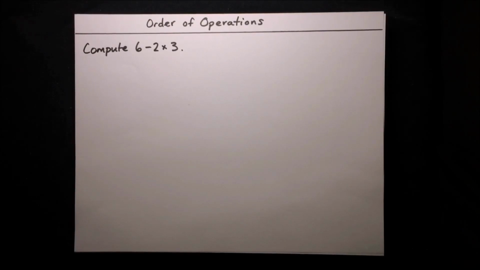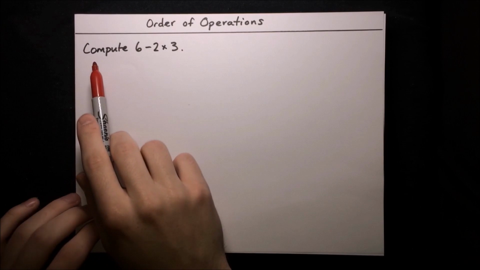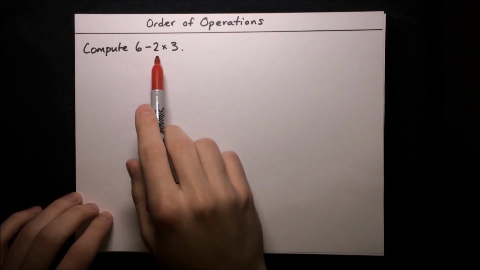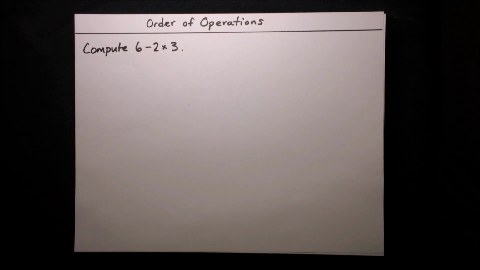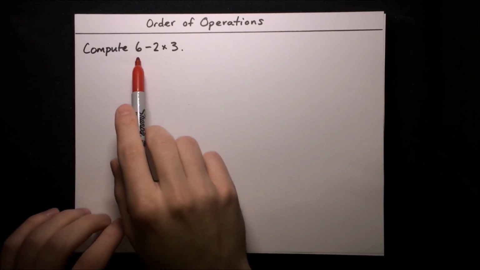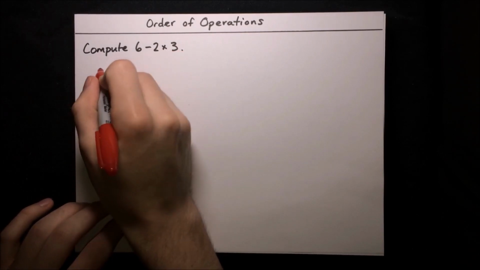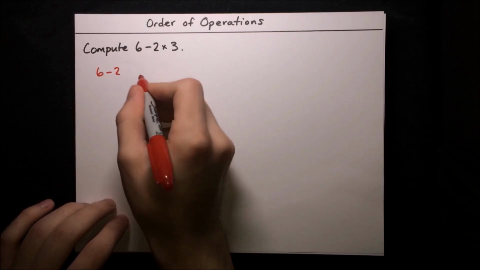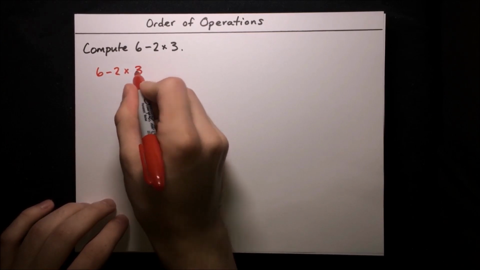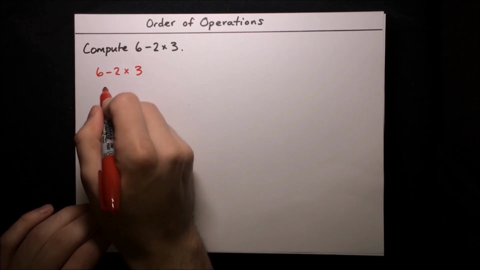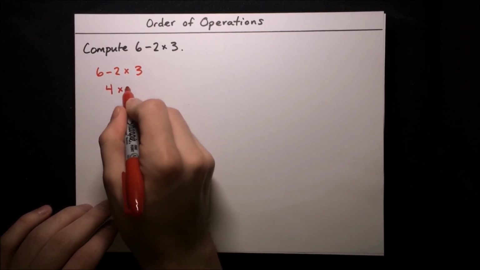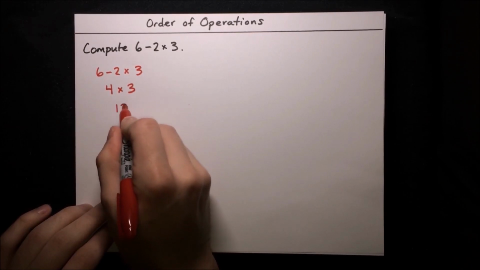In this video, I'm going to introduce you to the order of operations. So here we've got an example. We want to compute 6 minus 2 times 3. And at first glance, it looks like there are two ways to approach this computation. One way is to do 6 minus 2 first, and then multiply by 3. If we do that, we get 6 minus 2 is 4, and then times 3, well, that just makes 12.